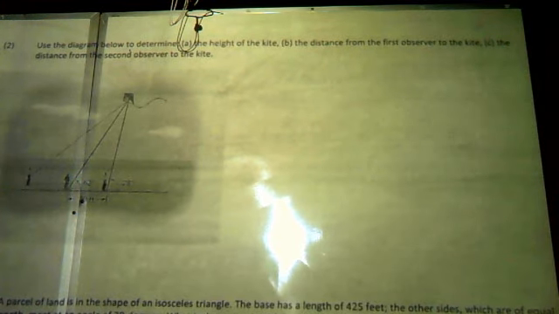So, use the diagram below to determine 3 things. We have to determine the height of the kite. Whenever we say we're going to determine the height of the kite, that means the height of the kite above the ground. So, okay, here's this bad boy.